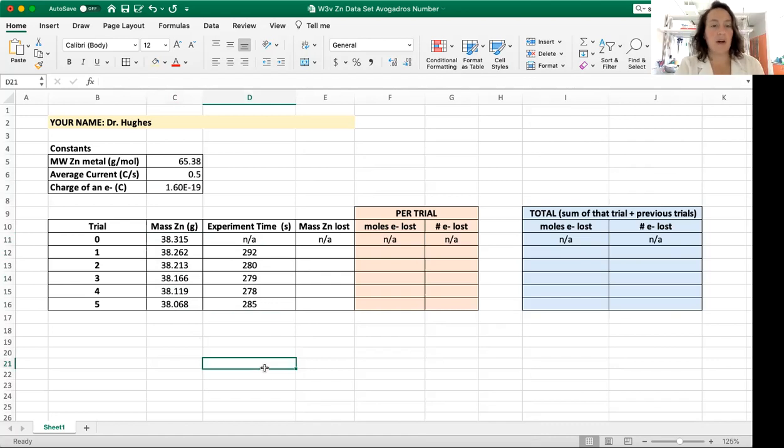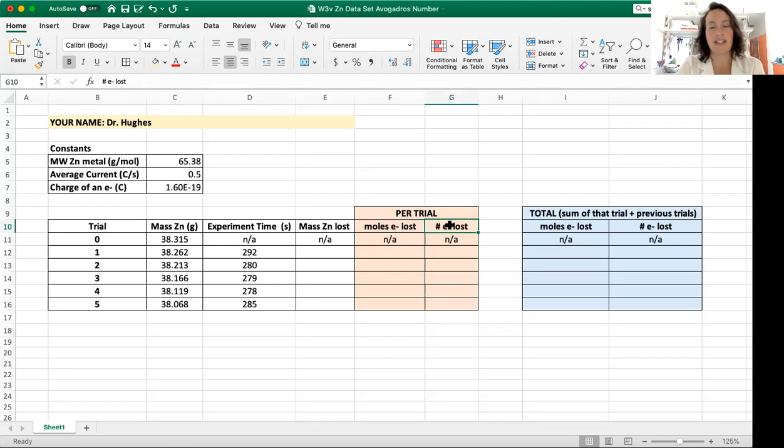Okay. So looking over the Canvas page, there are two main values you need to calculate, which are moles of electrons lost, and we're going to calculate that starting with the mass of the metal that was lost, dividing that number by the molecular weight, and then multiplying that by 2, because in the balanced chemical equation, for every 1 mole of metal we lose, we produce 2 moles of electrons.